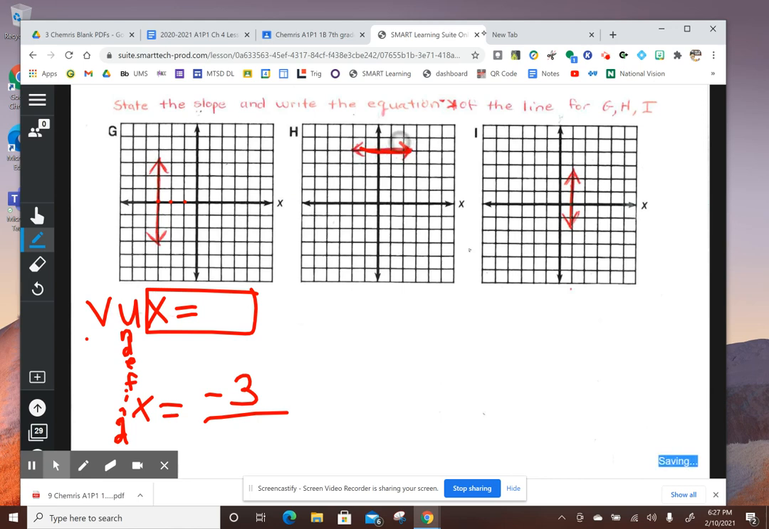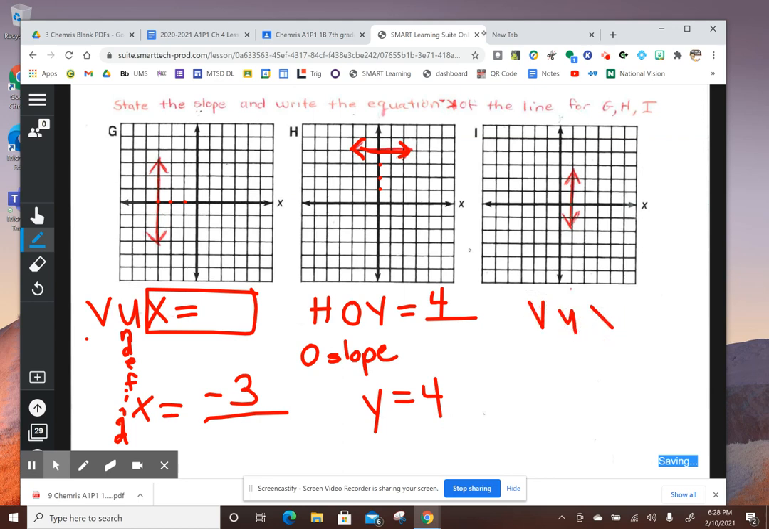This is a horizontal line. Horizontal line is a HOI. A HOI has a 0 slope, and the equation is y equals blank. Well, what does y equal? 1, 2, 3, 4. Y equals 4. This one, again, is a VUX. So it's going to be x equals something. What does x equal? X equals 1.